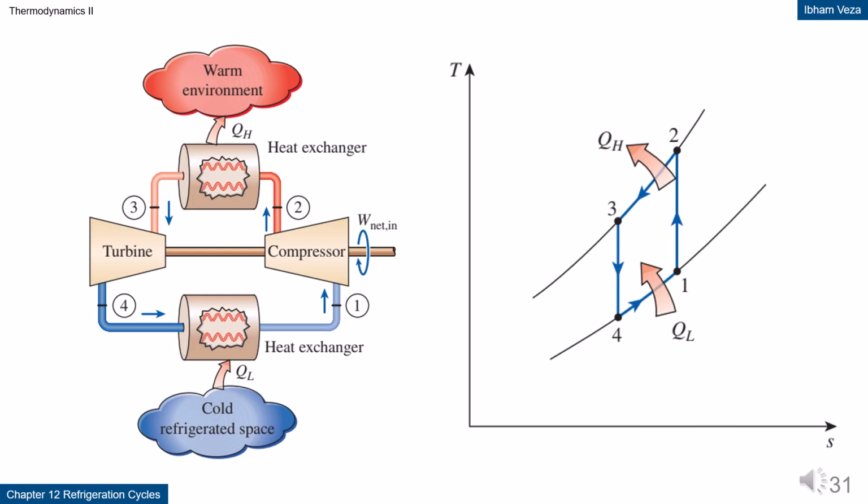Gas refrigeration cycle schematic and TS diagram. The gas refrigeration cycle uses a gas as the working fluid without any phase change. The gas is compressed so its temperature increases. Then it is cooled in a heat exchanger. After that, the gas is expanded in a turbine so its temperature drops and produces a cooling effect. Heat QL is absorbed from the cold space, and QH is rejected to the environment. The TS diagram shows that all processes occur in the single-phase region.